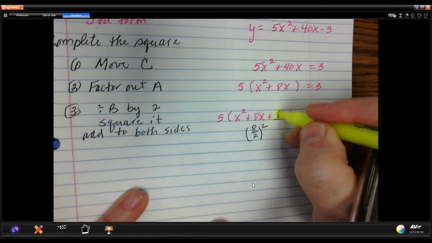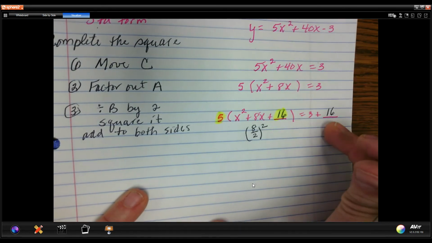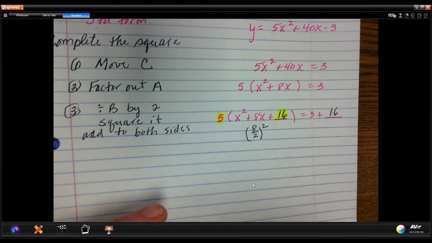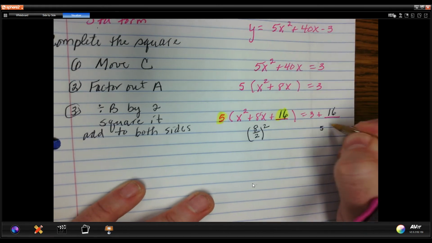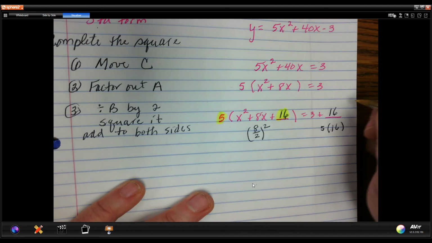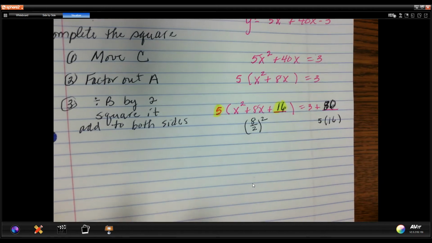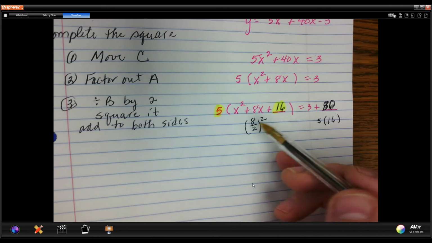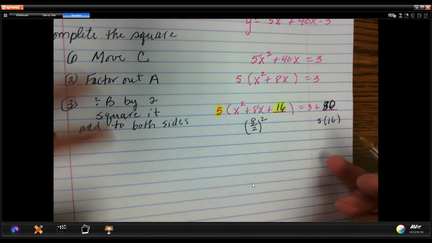But I already made a mistake, so I'm glad I did that. I added 16 pretty quickly, but it's really 5 times 16. So this really should be not 16, but 5 times 16, and that will give me 80. So a good mistake in my notes. When you add 16 to one side, I do add 16 over here, but I really add 5 times 16, so that's 80 right there.